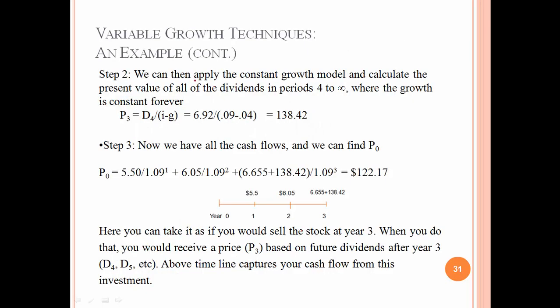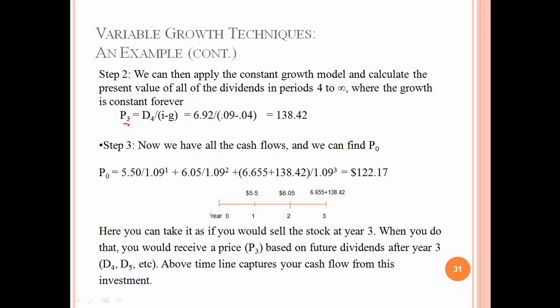Then we can apply the constant growth model and calculate the present value of all the dividends from year 4 till forever. So I'll say after year 3. The rationale behind this is, well, remember after year 3 the company is going to have stable growth. So then we can actually apply this constant dividend growth model to calculate the price as of P3.